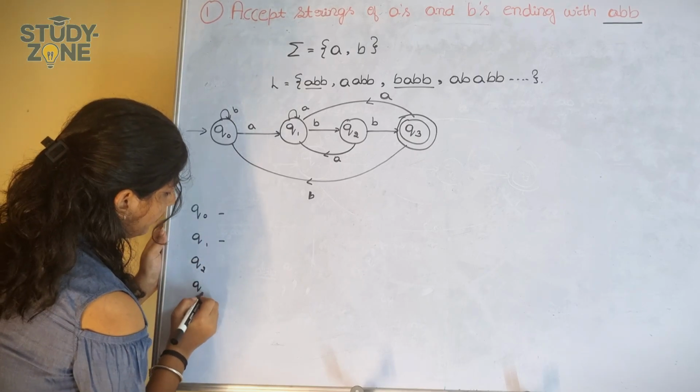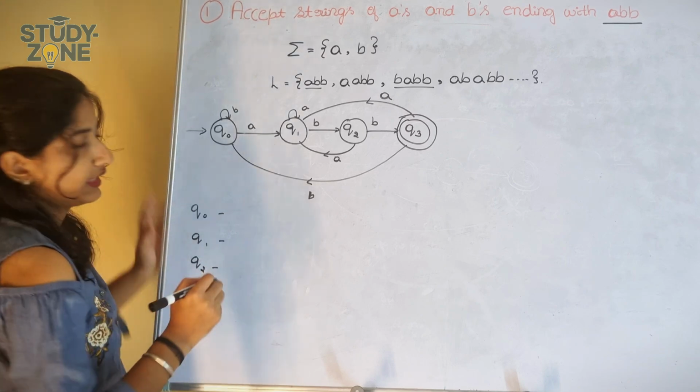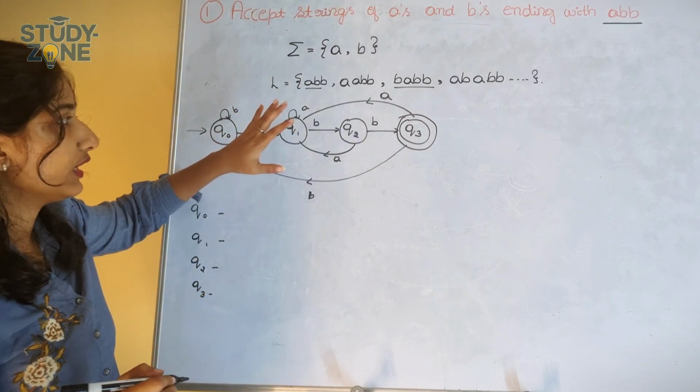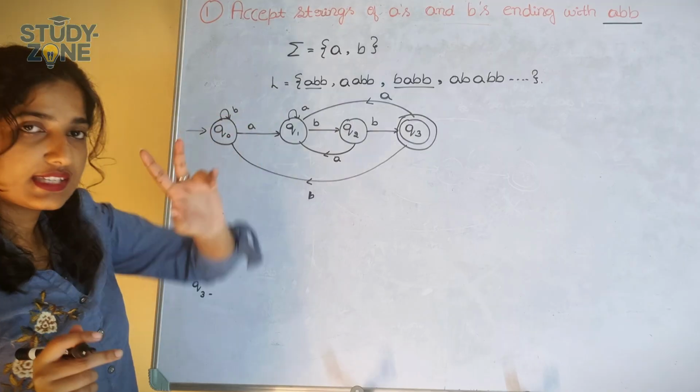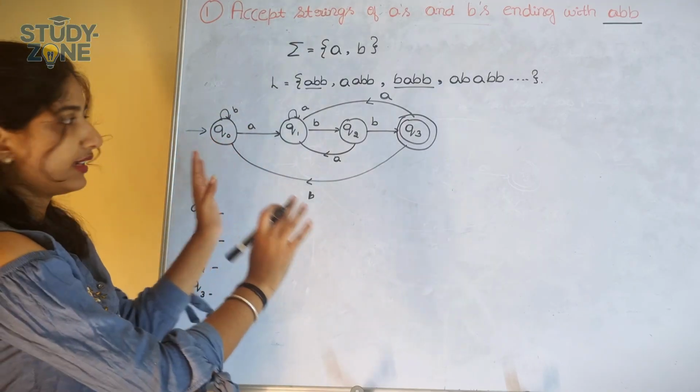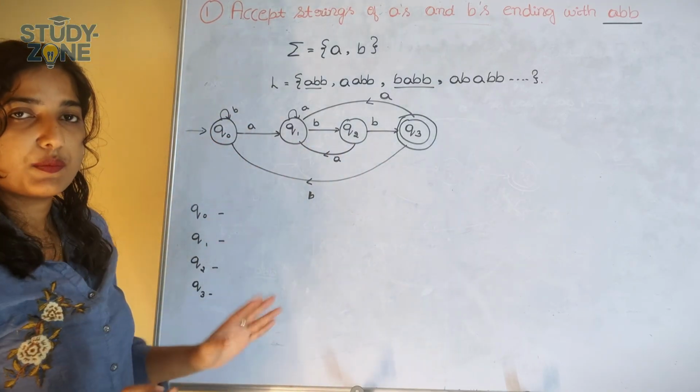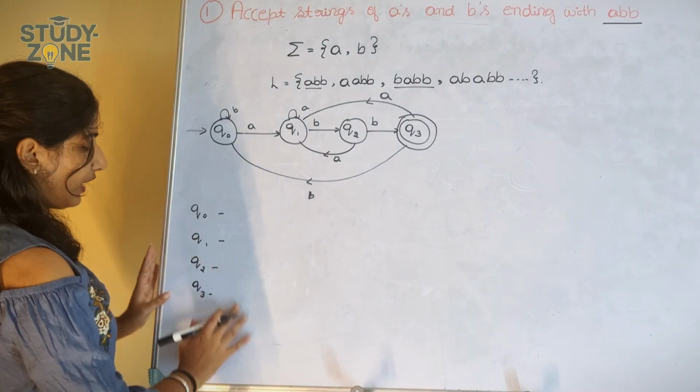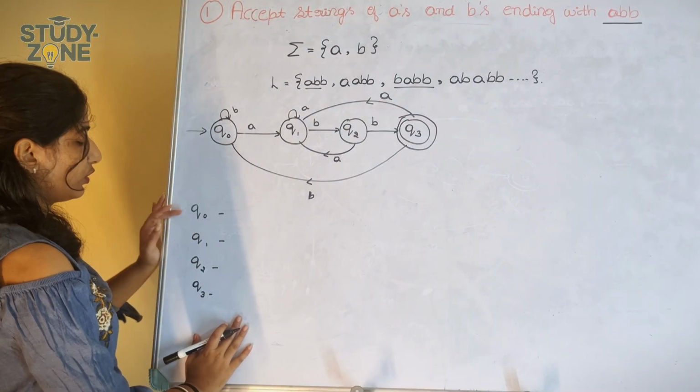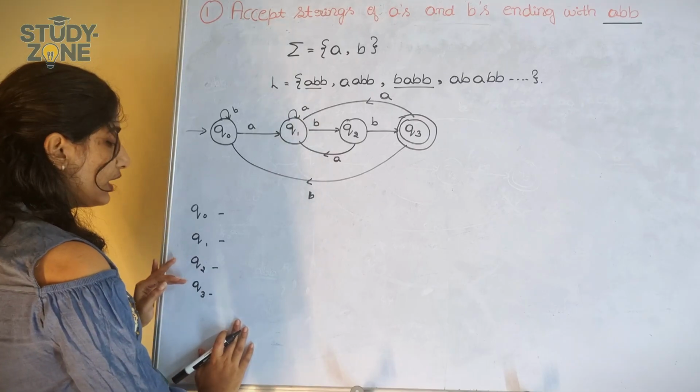Q0, Q1, Q2, Q3. This is what we are doing here. We are doing it. This is the second step, okay? So first step, this one. In the second step, at the first time, what we have to do? We have to define it like this. That is Q0, Q1, Q2, Q3.